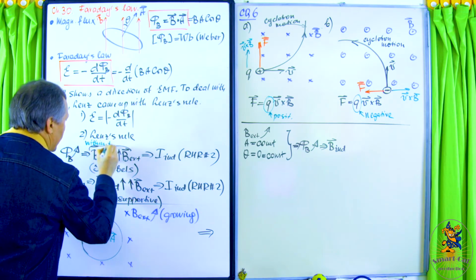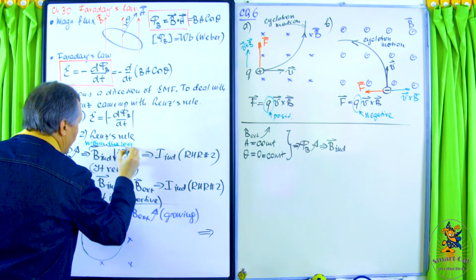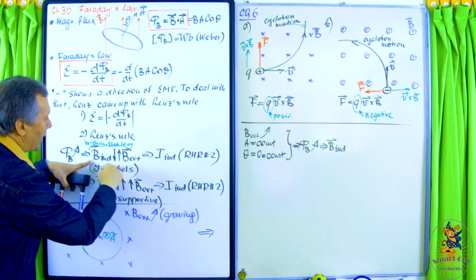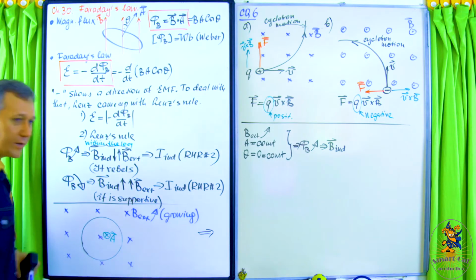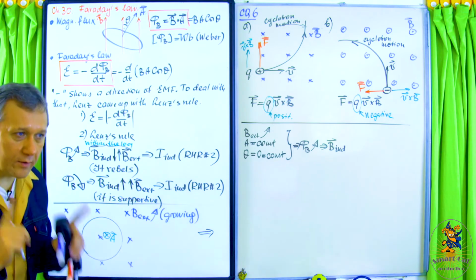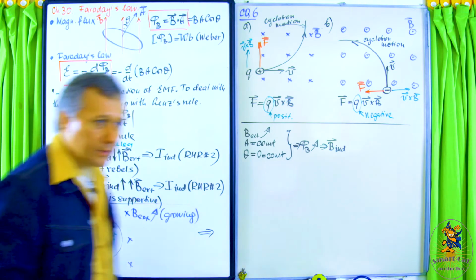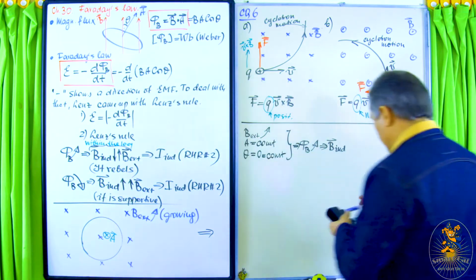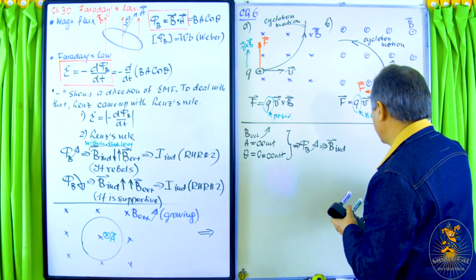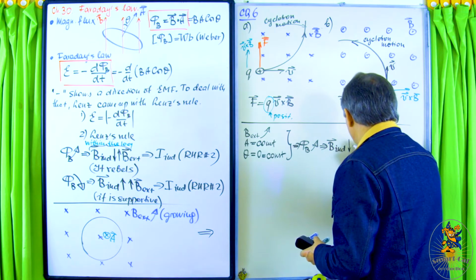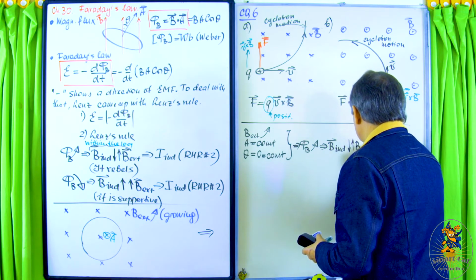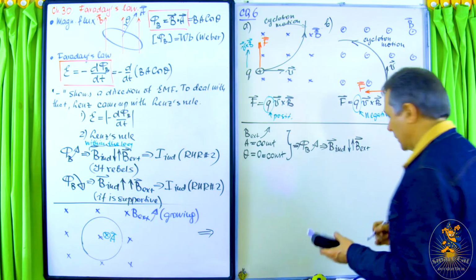Within the loop, all this B induced is parallel or anti-parallel to the external field. Again, it's within the loop because the system is trying to suppress the flux. Flux is within the loop, right? Okay, so now I can write that B induced will be in the opposite direction to B external, right?